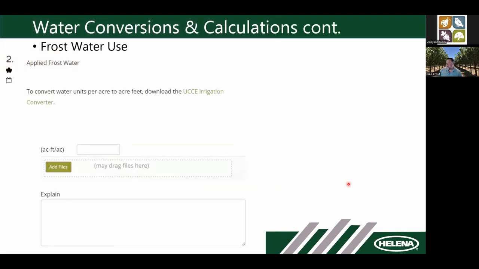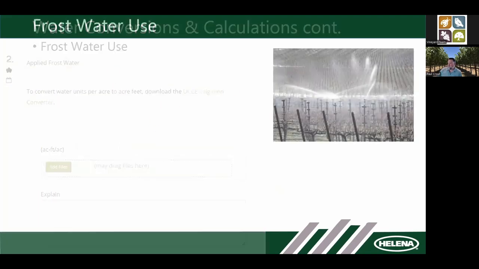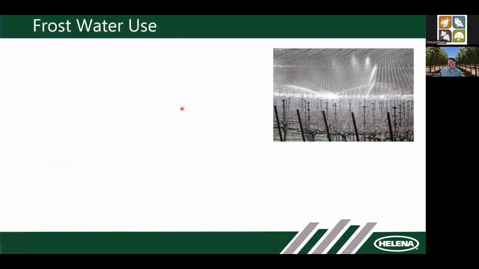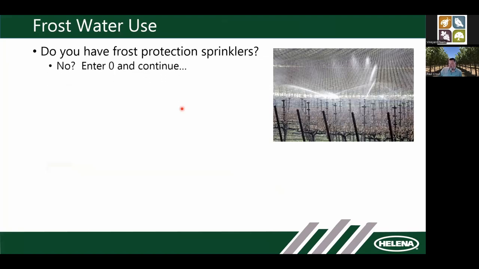All right, now frost water use. If you have frost control, we have to account for that as well. So here's where we're going to enter the frost information. Frost water calculation. The question is, do you have frost protection sprinklers? If no, then you enter 0, and then you continue on to the next form.